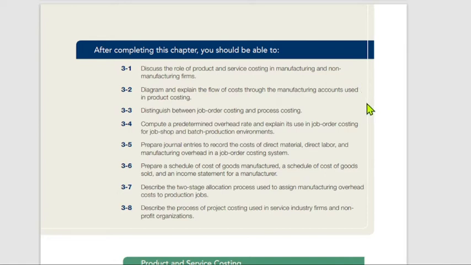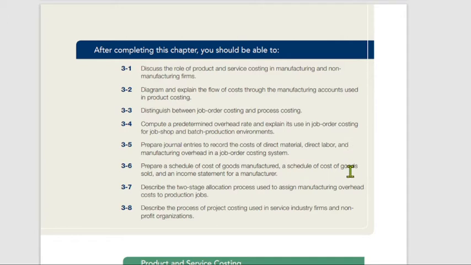We try to explain the flow of cost through the manufacturing accounts used in product costing. We distinguish job order and process costing as a review. We compute the predetermined overhead rate, explain the use of job order costing for job shop and batch production environments. We look at the journal entries to record the cost of direct material, labor, overhead in job order costing system.